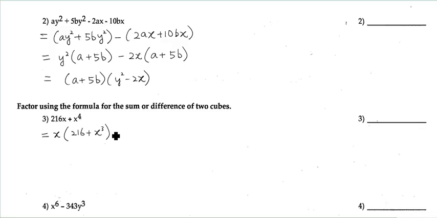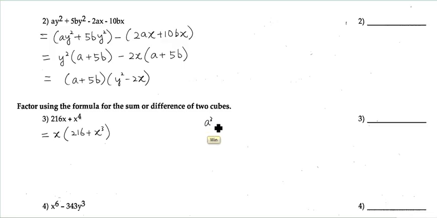Can I do more? Yes. We have two terms added together. Well, we do not have an a squared plus b squared situation. We cannot factor a squared plus b squared. But we can factor a cubed plus b cubed.